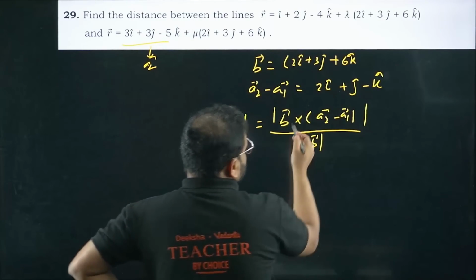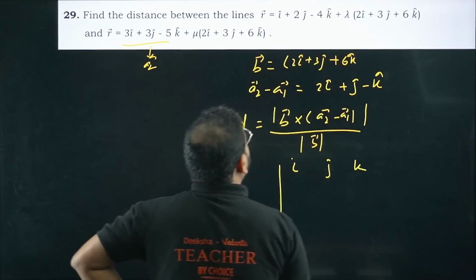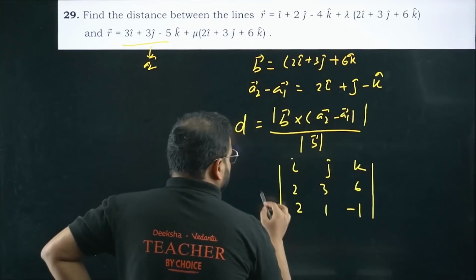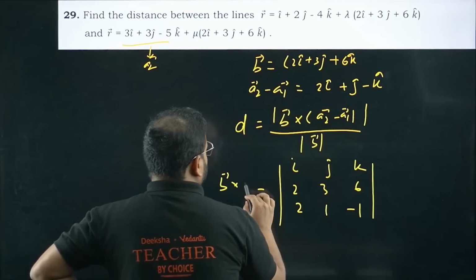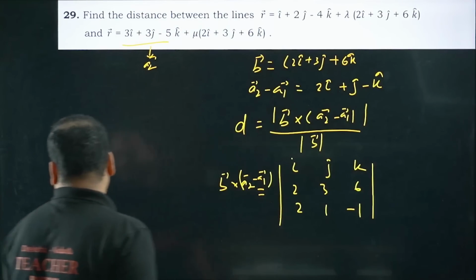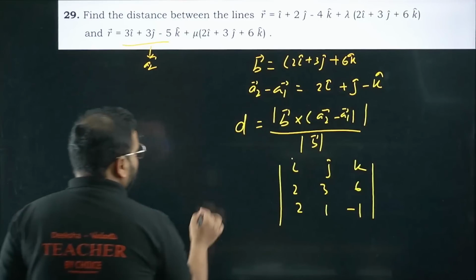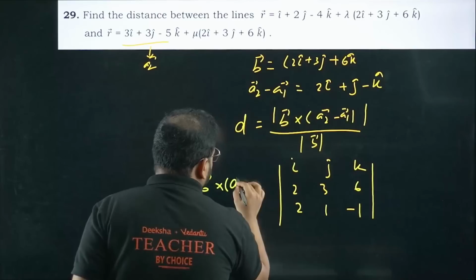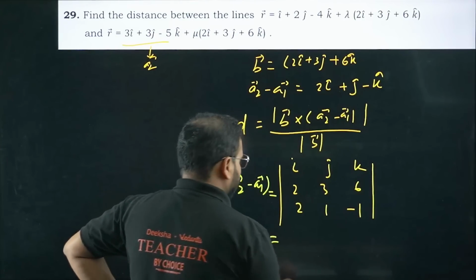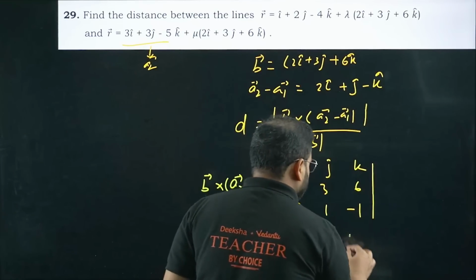Okay, what I get now for this, please check. First I have to find this value, so we'll have here simply i cap, j cap, k cap with 2, 3 and 6 with 2, 1 and minus 1. Let's solve this. This is going to be your b cross a2 minus a1. I'm finding the vector, the numerator part, b cross a2 minus a1. What I get now, please check. I'm getting here with i cap, of course, minus 3 minus 6, so minus 9, with minus j cap.